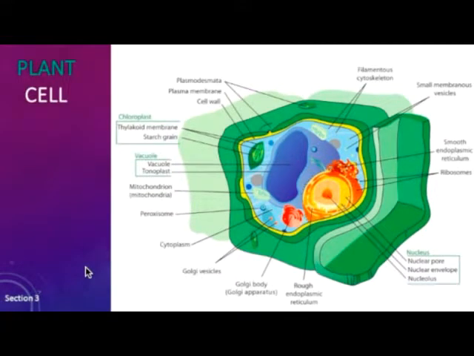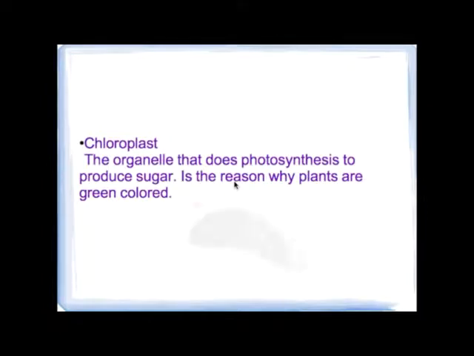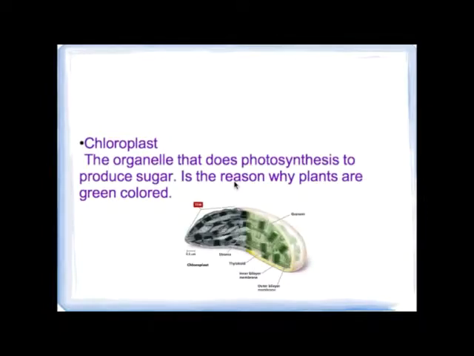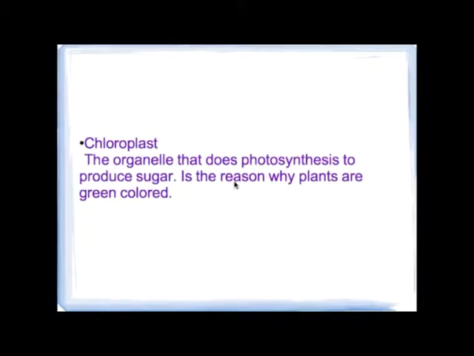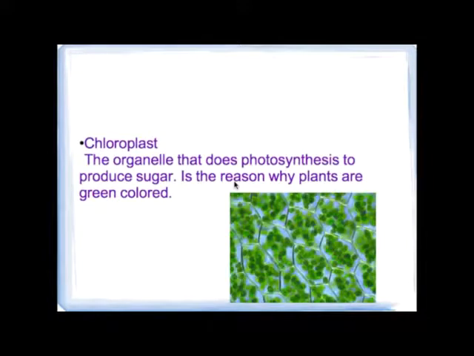Plant cells are similar to animal cells, except for three key features. They are the chloroplast, the vacuole, and this thing called the cell wall, which in this diagram is the thick wall in color green outside of the yellow, which is the cell membrane. Chloroplasts are the organelles that do photosynthesis to produce sugar for the plant. Chloroplasts are the reason why plants have the color green, and actually the color red and yellow.